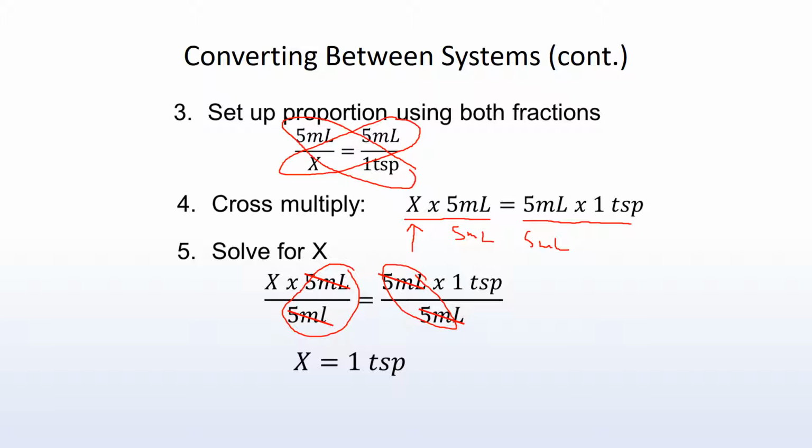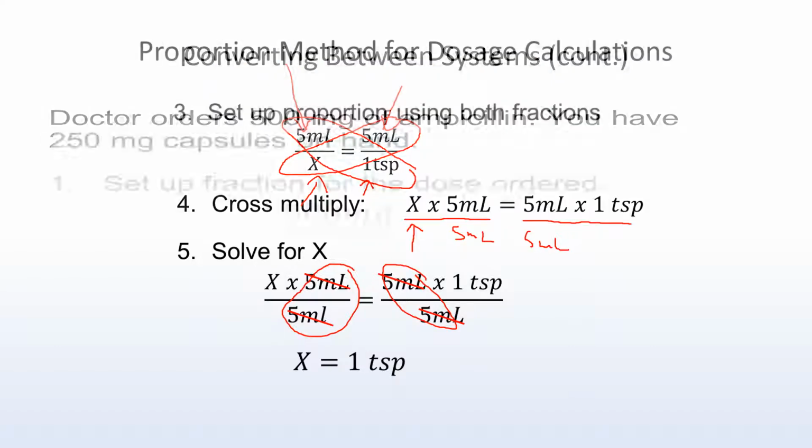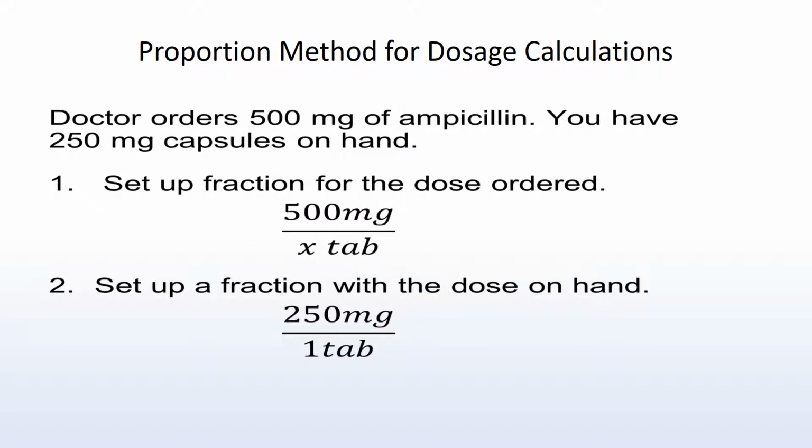You set up your proportions. So you put all your units that are the same on top, mLs and mLs on top. Then all your units on the bottom are the same, teaspoons and teaspoons. You set up your butterfly wings. Left wing equals right wing. And then you solve for X. So that is the proportion method. So we'll do a couple examples of this. All right, so let's use the proportional method.